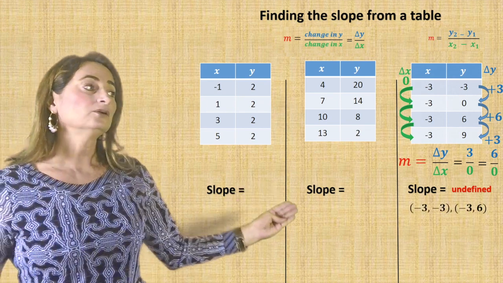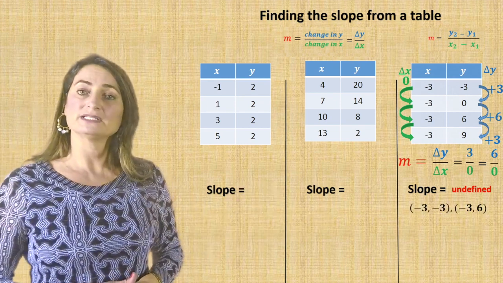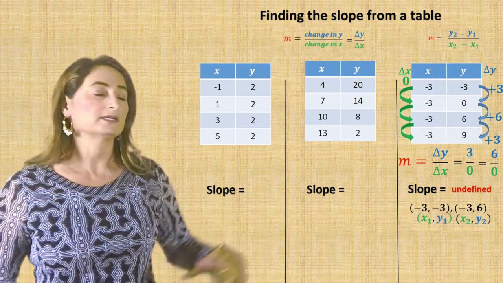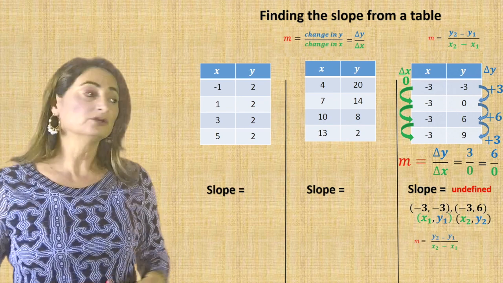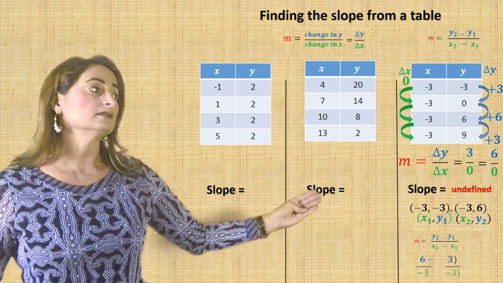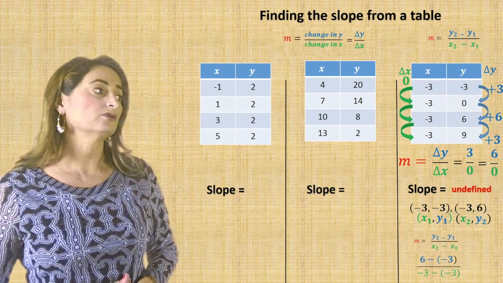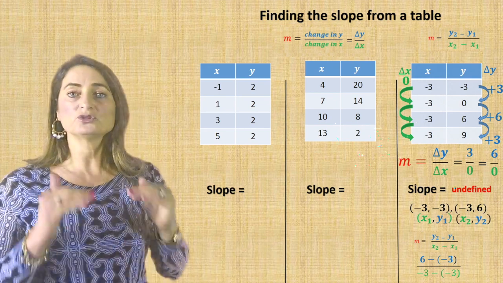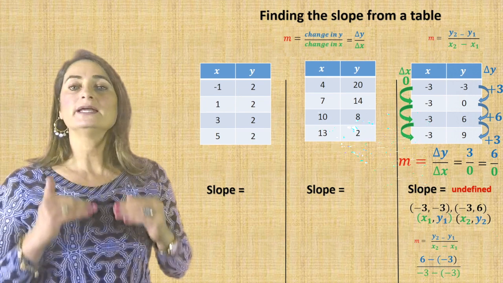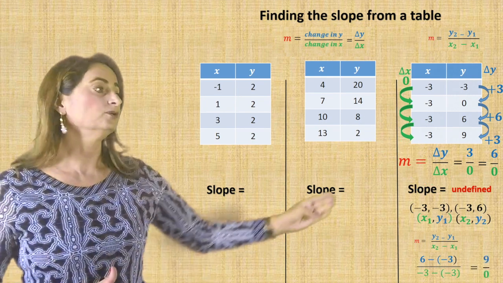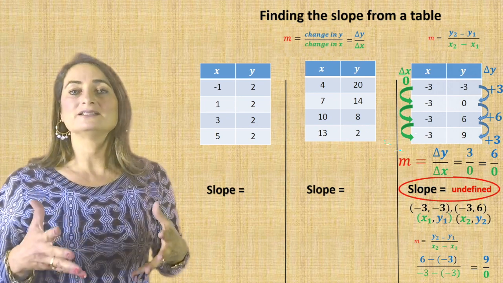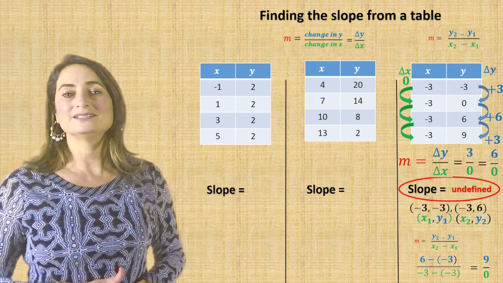Or you can choose 2 coordinates from the table. Write the first coordinate as x1, y1, the second coordinate as x2, y2. And then write the equation of y2 minus y1 over x2 minus x1. Substitute the numbers in the equation. Make sure you start with the y on the numerator and the x on the denominator. You end up with 9 over 0, and 9 divided by 0 equals undefined, so the slope is still undefined.